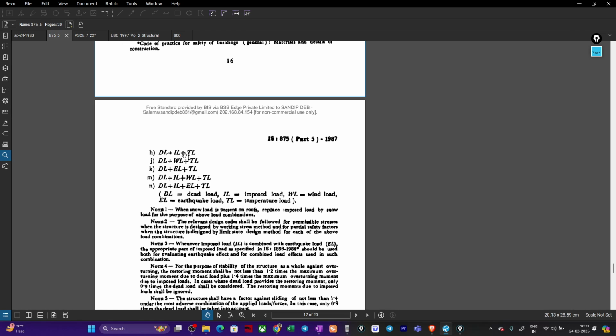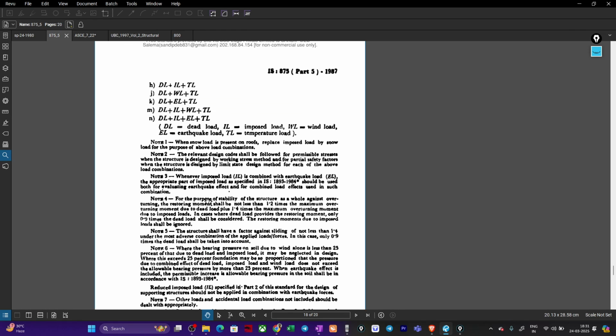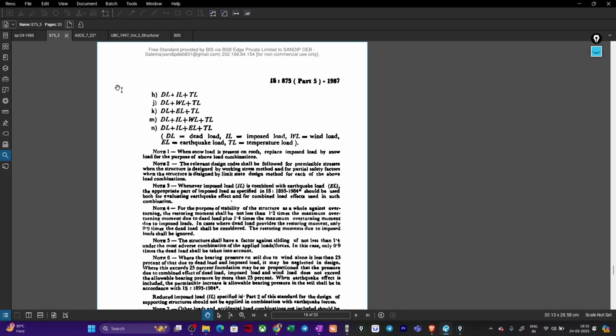Okay, again you can see these things are there, but what partial safety factor you should take? If you see here, the relevant design code shall be followed for permissible stresses when structure is designed by working stress method, and for partial safety factors when structure is designed by limit state design method for each of the above load combinations. So you need to go for any relevant design code, but our design code also didn't have mention of this temperature loading, correct? I mean partial safety factor for temperature loading. So it is not clear from this particular code also.